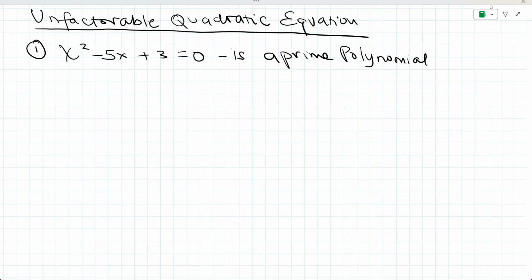My name is Professor Robert, and in today's lesson, we will find ways and means of solving unfactorable quadratic equations by, again, factoring. Let's look at this example: x squared minus 5x plus 3 is equal to 0. This is called a prime polynomial because you really can't easily solve it by factoring.